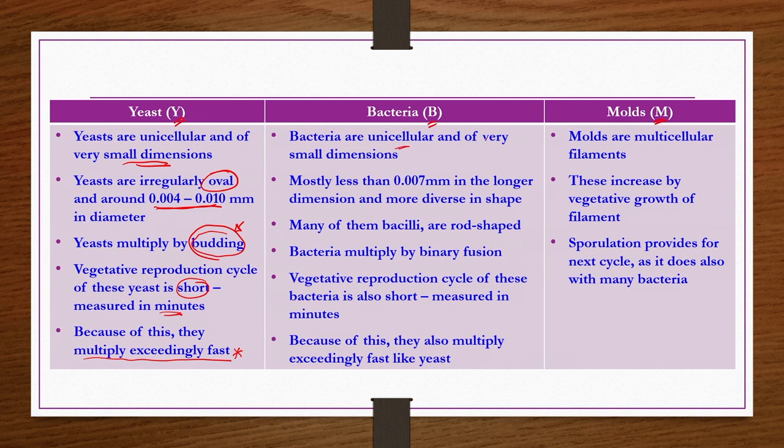Bacteria are also unicellular and of very small dimensions. Usually they are less than 7 microns or 0.007 millimeters in the longer dimension, and more diverse in shape, not necessarily oval. Many of them are bacilli or rod-shaped bacteria. They multiply by binary fission, and for them also the vegetative reproduction cycle is short, measured in minutes, and because of this they multiply exceedingly fast like yeast. Whereas molds are multicellular filaments, which increase in number by vegetative growth of the filament. Sporulation provides for the next cycle, as it does also with many bacteria. So a few important differences between yeast, bacteria and molds are presented here.